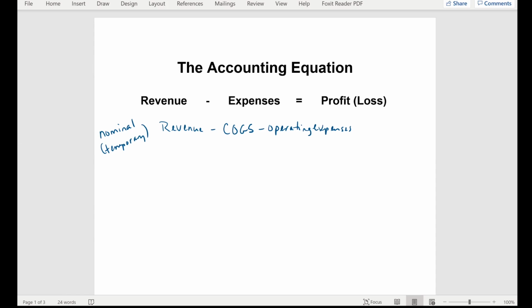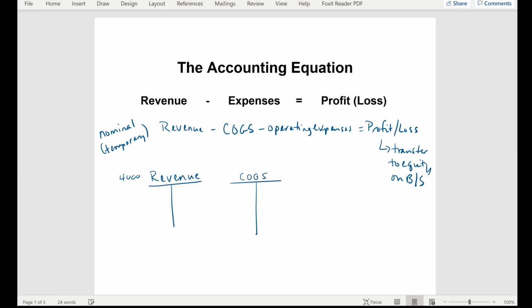And the revenue less the cost of goods sold and the operating expenses is equal to the profit or loss for your business. And that profit or loss transfers over to the equity on the balance sheet. Now, when we're looking at the different accounts here, revenue is a 4,000 account.